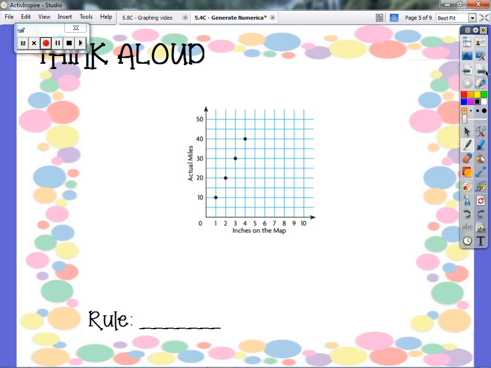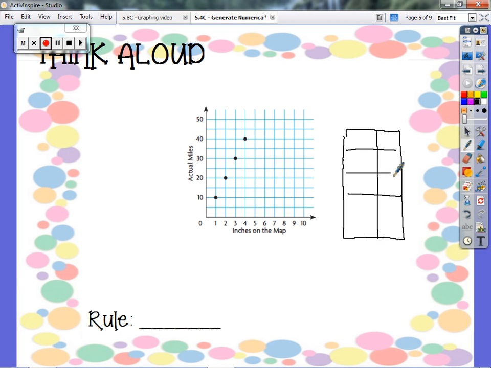Here's another think out loud. And with this one, we're going to have to come up with our rule. And we do that by looking at the chart. But before we even look at the chart, I'm going to require that you guys set up an input-output table. Okay? We're going to use the points on the graph. We have 1, 2, 3, 4 points on the graph to fill in our input-output table.